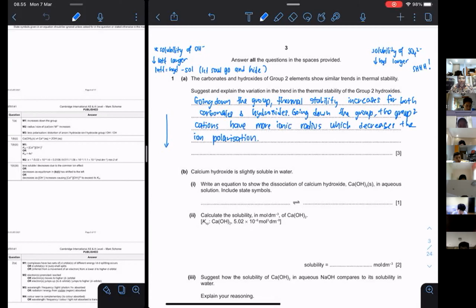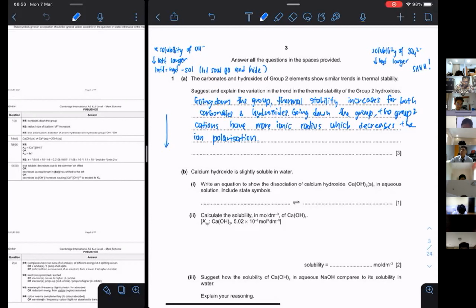If the ionic radius is smaller, you have more ion polarization, especially when there is more charge. But in this case we are talking about group 2, where the charge is constant. So if you have a larger ionic radius, ion polarization will not happen as much. What is ion polarization? It is the ability to distort the electron cloud of the anion.